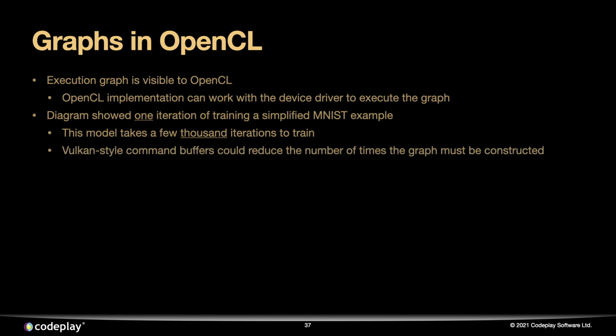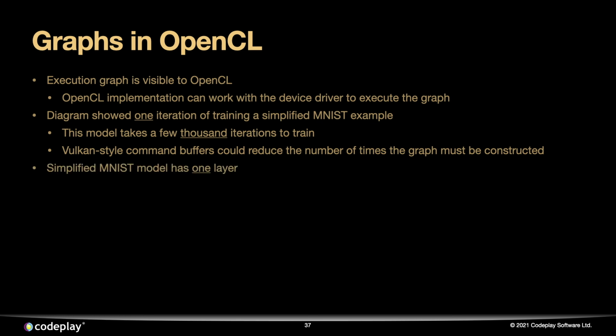As an aside, it's also worth noting that some APIs like Vulkan have an abstraction called command buffers. And these allow the API user to place a series of commands into a buffer and then dispatch that buffer several times. Whereas with OpenCL, the graphs that you saw, they have to be constructed for every iteration. So if OpenCL were to support command buffers, it would make this type of graph execution simpler.